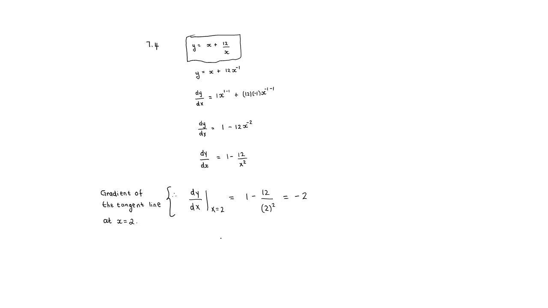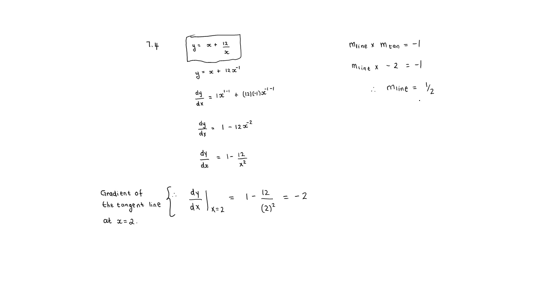But we only needed this gradient so that we can calculate the gradient of our line. That's the only reason why we were after this gradient. We know that the gradient of the line we're looking for times the gradient of the tangent line must equal minus 1. So the gradient of our line times minus 2 must equal minus 1. Therefore the gradient of our perpendicular line is equal to 1/2. Now we have the gradient of our line.